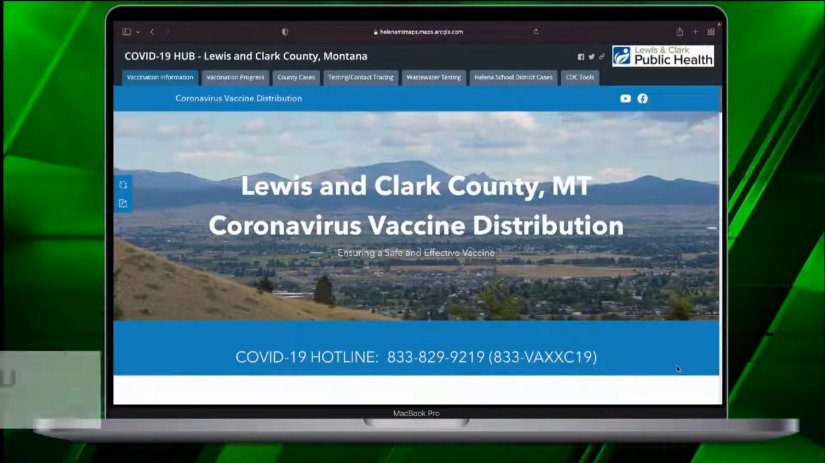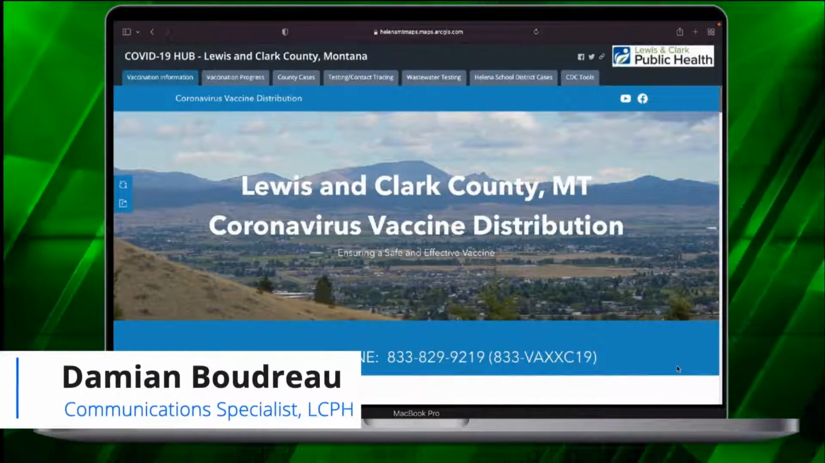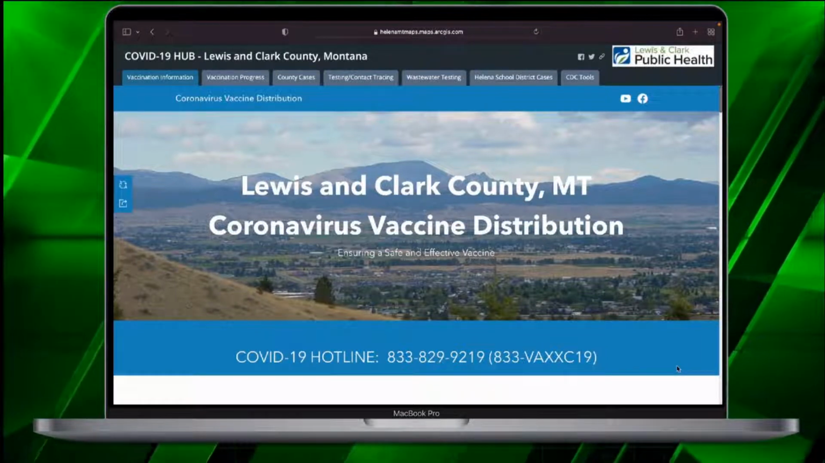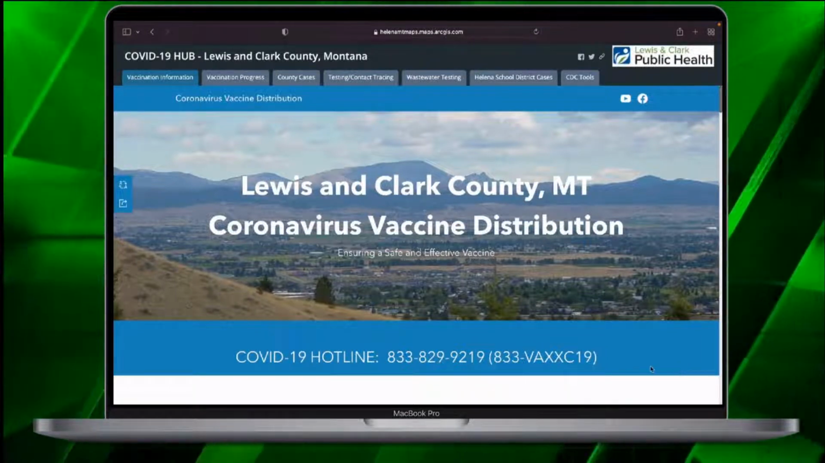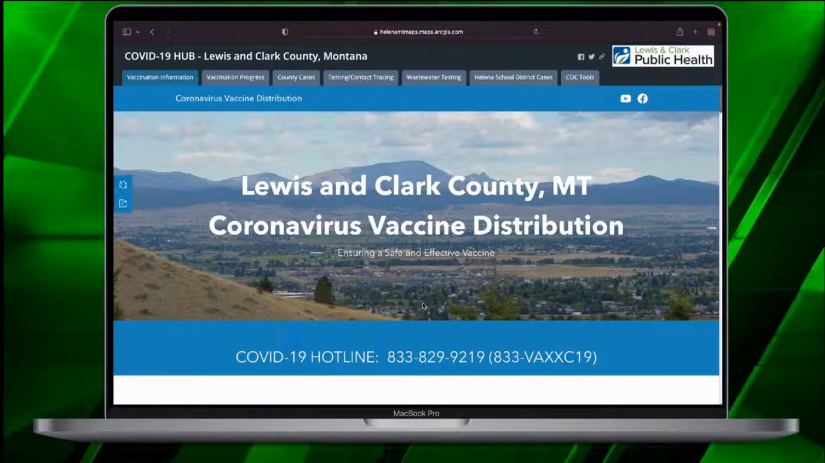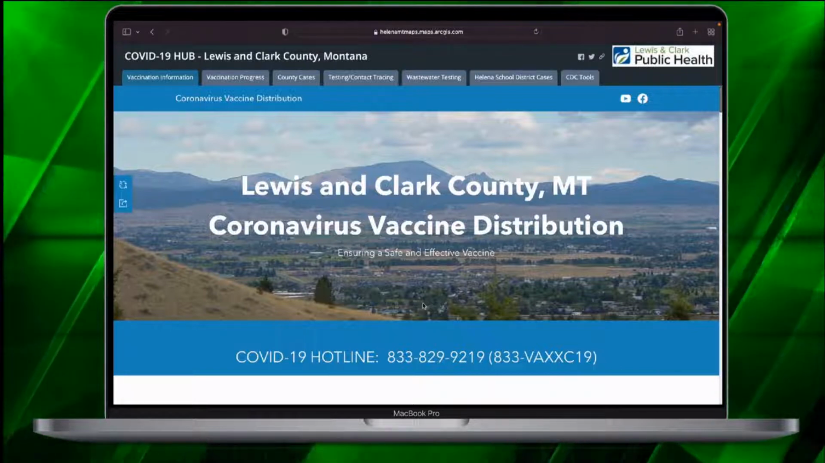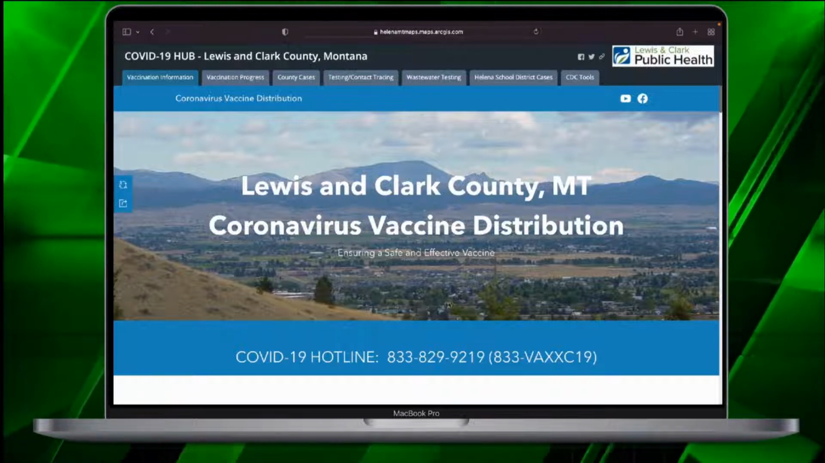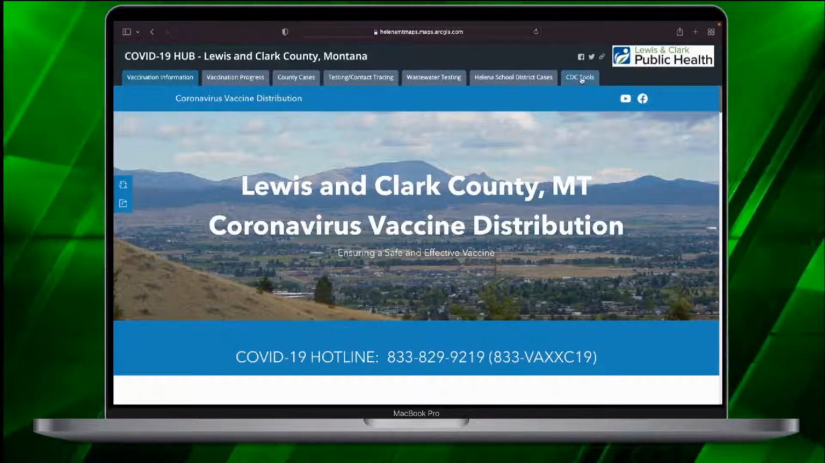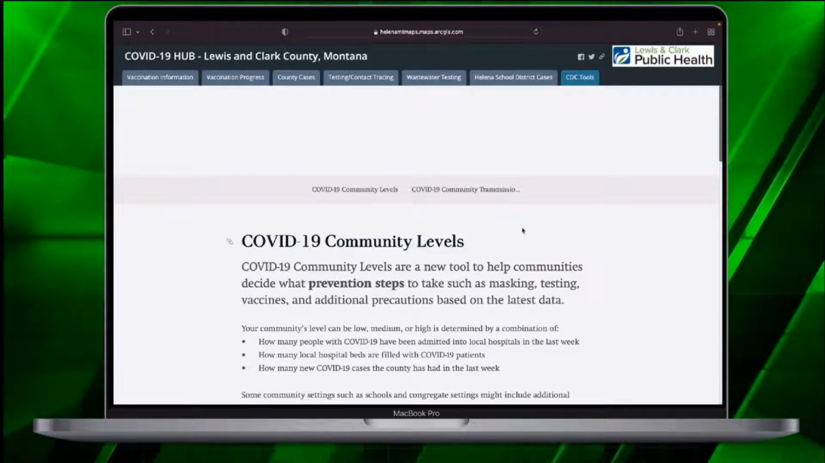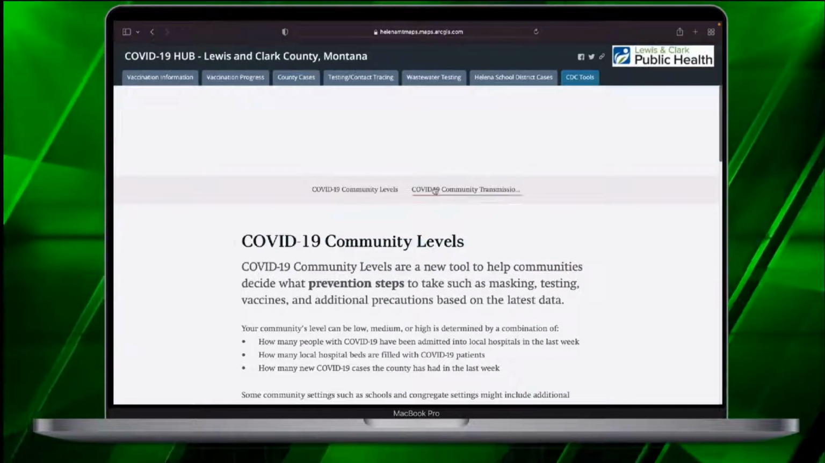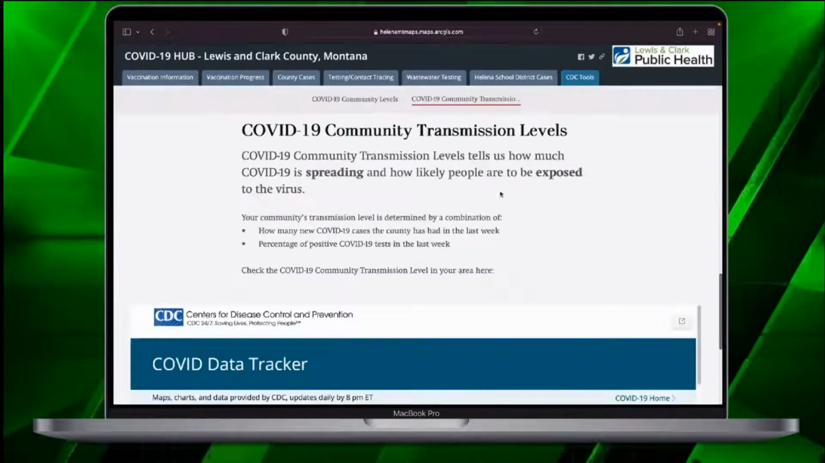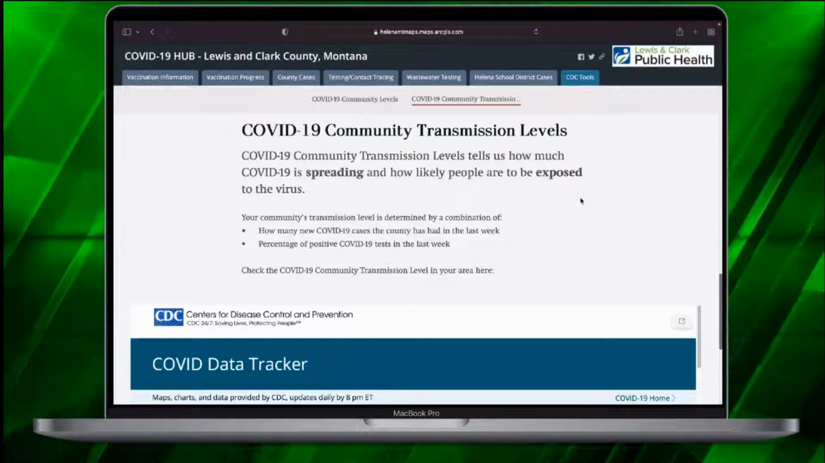Two new CDC tools will better show how the spread of COVID-19 is happening in the community and what prevention steps you can take. From our main hub, which the link is in the description below, or you can find it through our webpage as well, go to the CDC Tools tab. There are two tabs at the top, COVID community levels and community transmission. We're going to click community transmission and go through this really quickly.